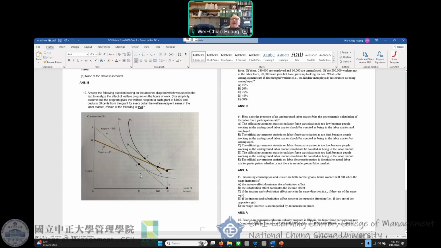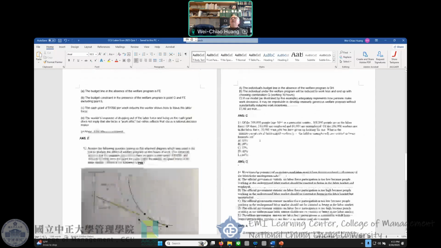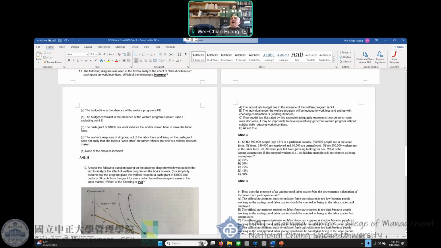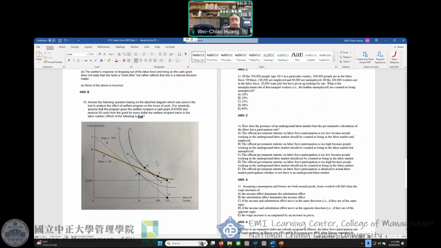This is the picture, the diagram that you can also read more detail from the book. The answer is C. In other words, if our model, as illustrated by this example, adequately represents how persons make work decisions, it may be impossible to develop a relatively generous welfare program without substantially reducing work incentives. So as you can see in this case, before any kind of welfare program, this person would be choosing P to maximize utility, working 40 hours.